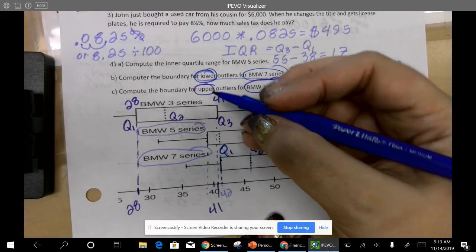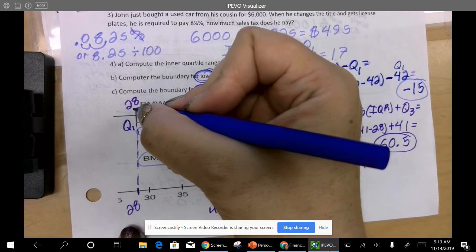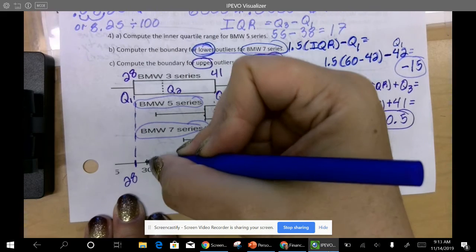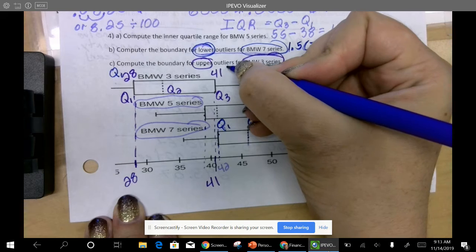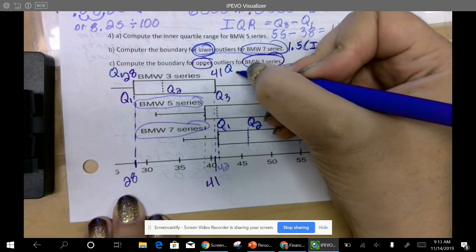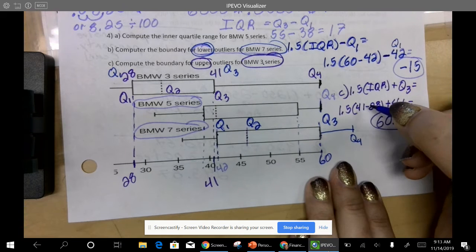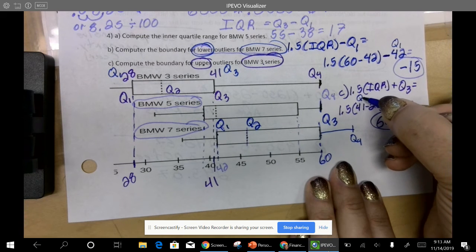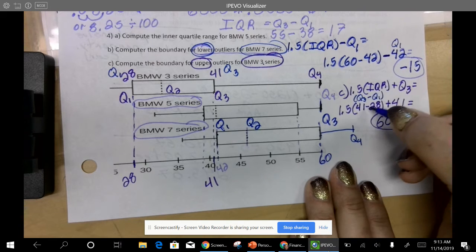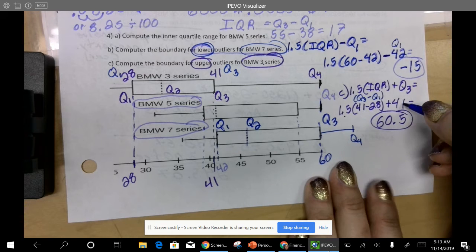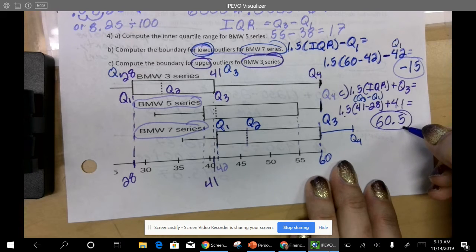And for C, it says upper boundary for the B&W 3 series. I have values of 28 for quartile 1 and 41 for quartile 3. So we're going to subtract: 41 minus 28, remember it's quartile 3 minus quartile 1 for the inner quartile range, times 1.5 plus quartile 3, which is 41. So I get 60.5.